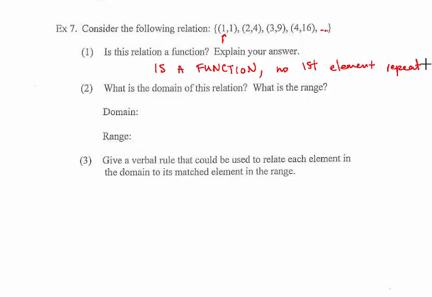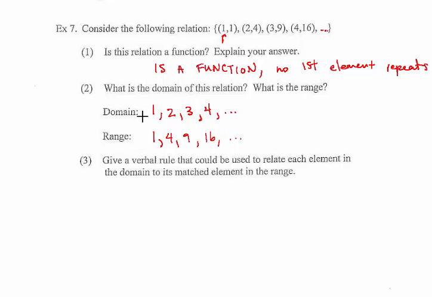repeats. 2, what is the domain of this relation? We would write 1, 2, 3, 4, and then we could put a dot, dot, dot, because 1, 2, 3, and 4 are not the only elements, because we have this ellipsis here. Tells us that there's more. So 1, 2, 3, and 4, and then we'll put an ellipsis. And for the range, we'll write 1, 4, 9, and 16 with a dot, dot, dot.